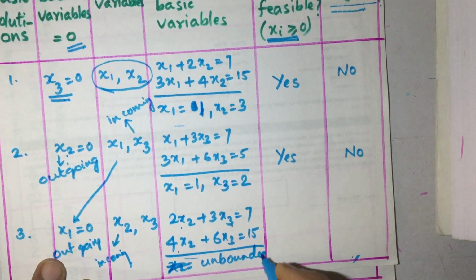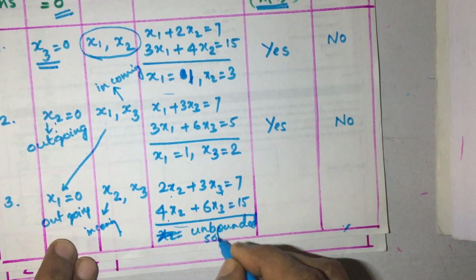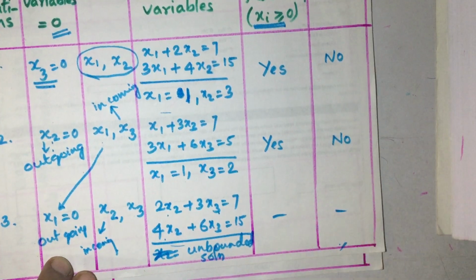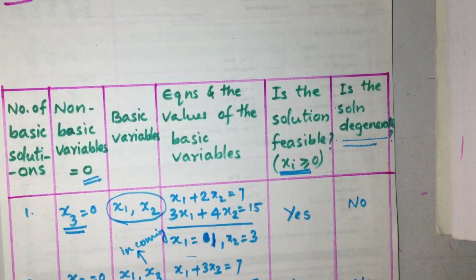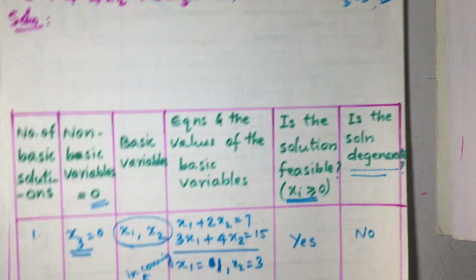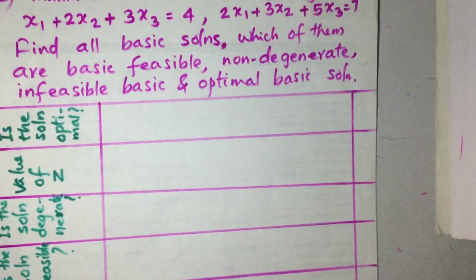So unbounded solution. So nothing of this matters here. So this is the way to find the basic solutions. Okay. So now let's see another question. See the question.